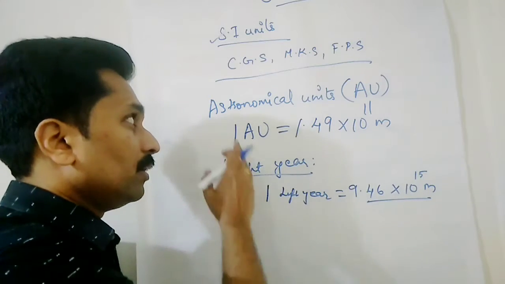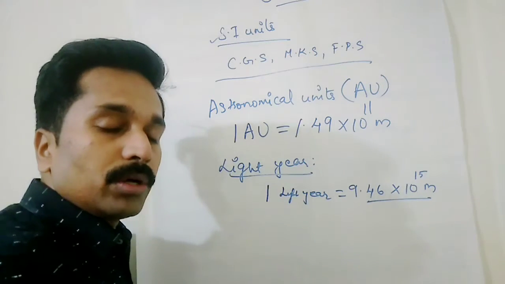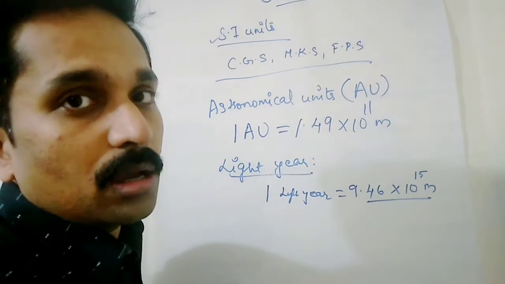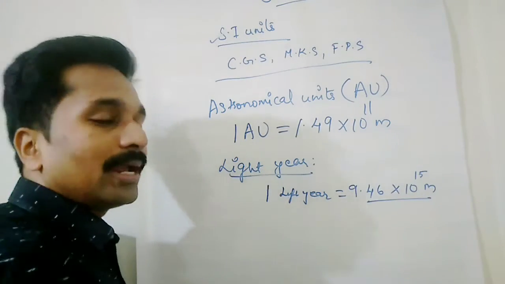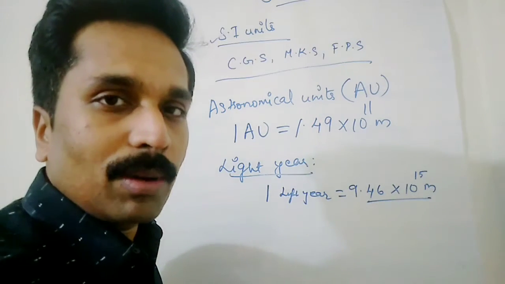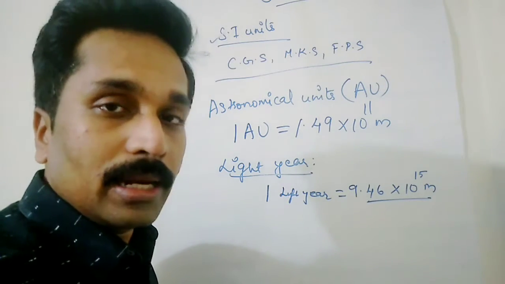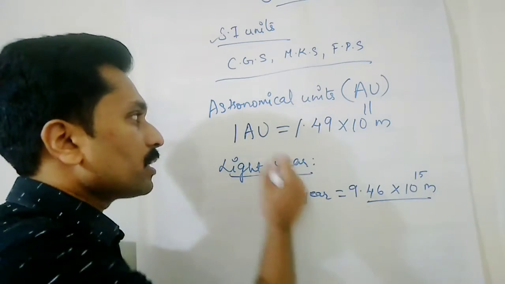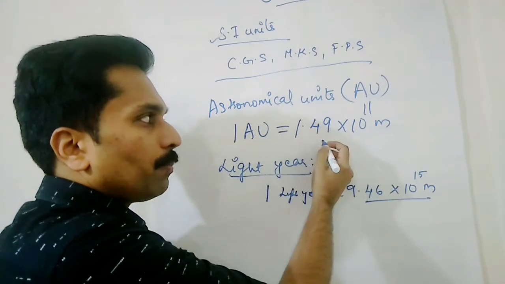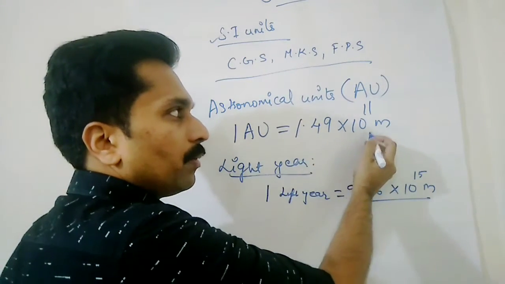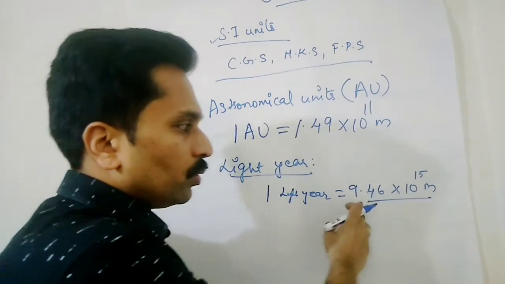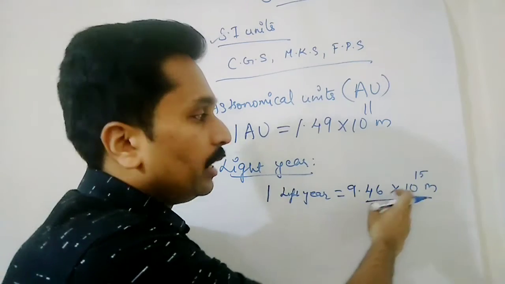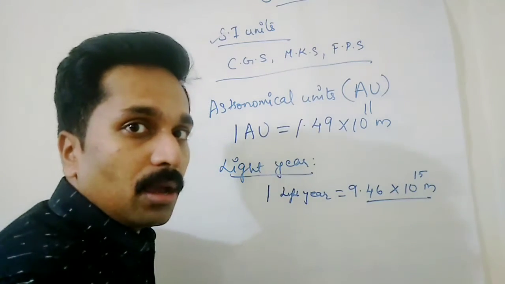So once again I will tell: astronomical unit is a unit used for finding the distance of separation between sun and earth. And light year is the distance traveled by light in vacuum in 1 year. One astronomical unit is equal to 1.49 into 10 to the power 11 meters, whereas 1 light year is equal to 9.46 into 10 to the power 15 meters.